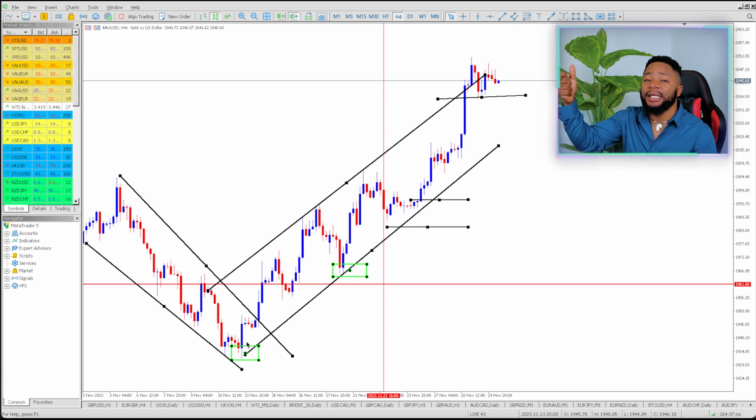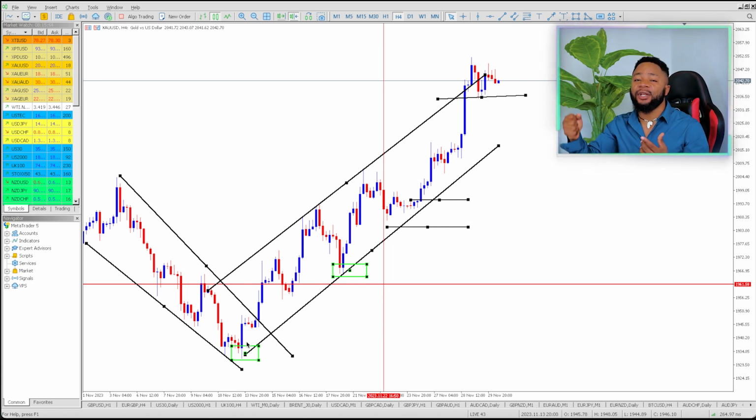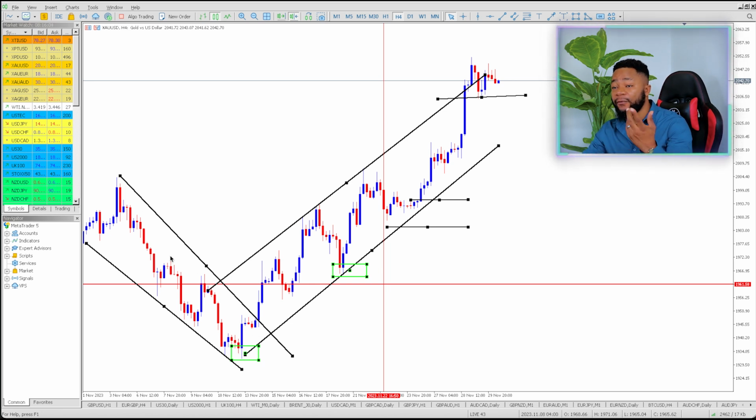Don't try to catch a falling knife, right? Because it's going to wound you, it's going to cut you apart. But if you want to catch a falling knife, which is trading against the trend, then what you can try to do at that point in time is use a candlestick pattern. So here I would have seen a full engulfing candlestick pattern. The market is going down, and then I see this full engulfing pattern.